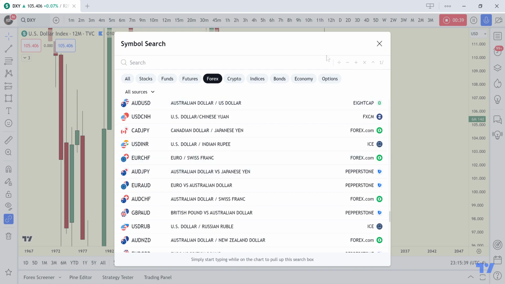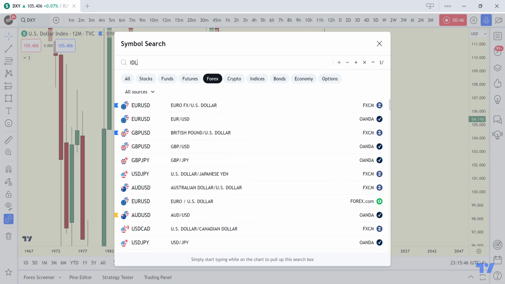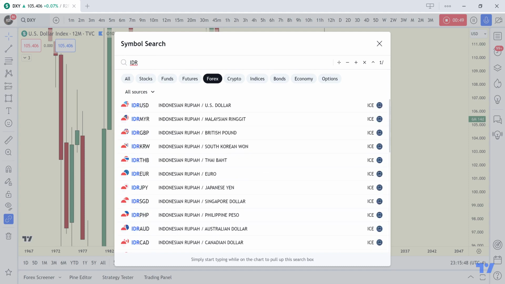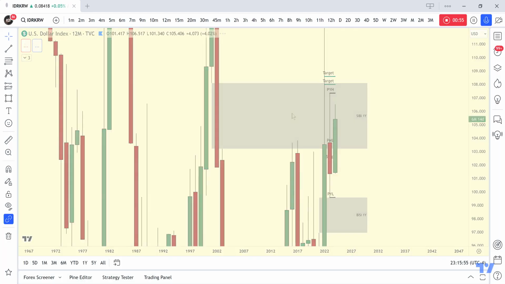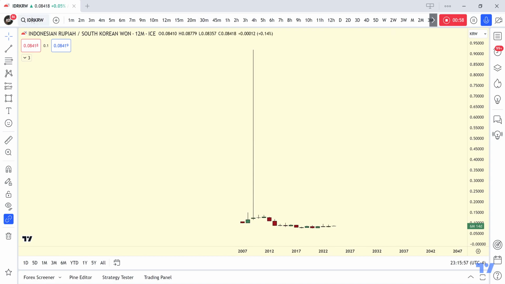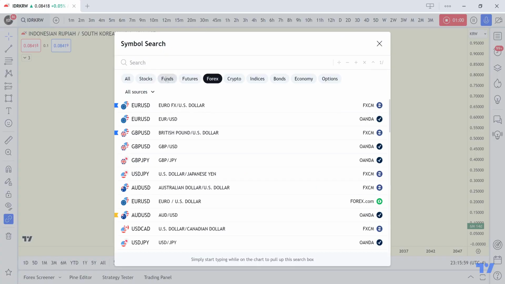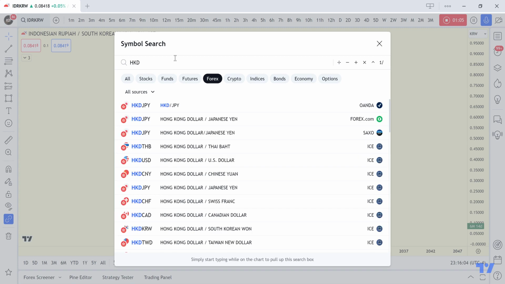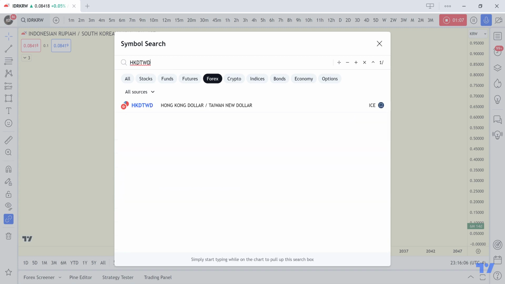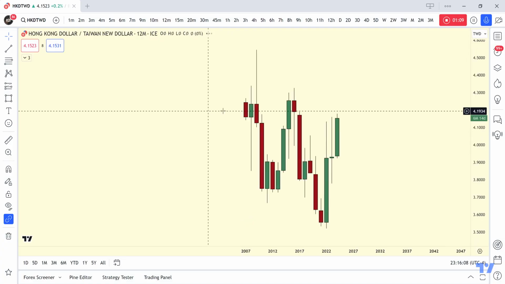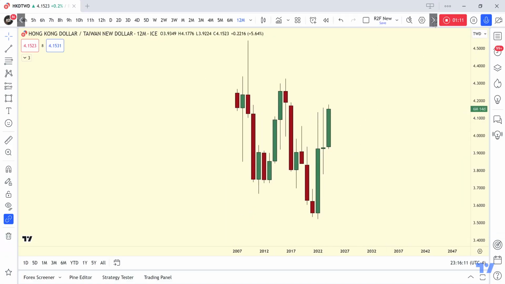Let me think of a currency. What's this really? IDL? IDR? Yeah, Indonesian rupiah. Okay, let's be really random. The rupiah against the Korean won. Yikes. Okay, maybe not. How about Hong Kong dollar against Taiwan dollar? Hey, all right. It's pretty nice.